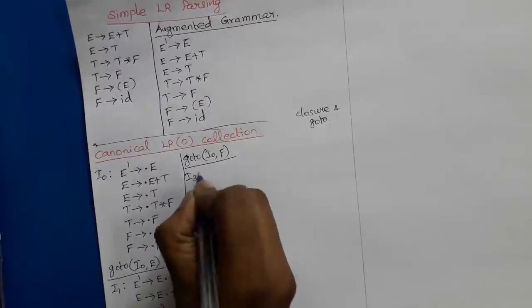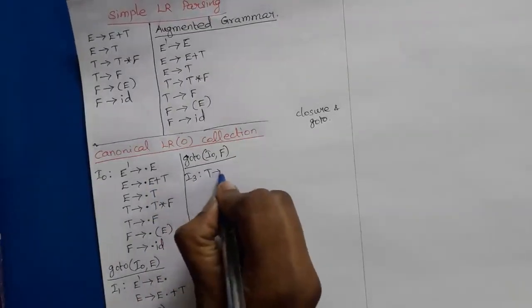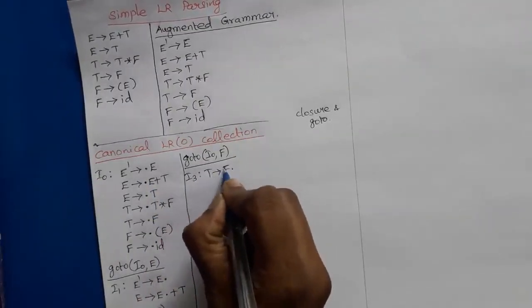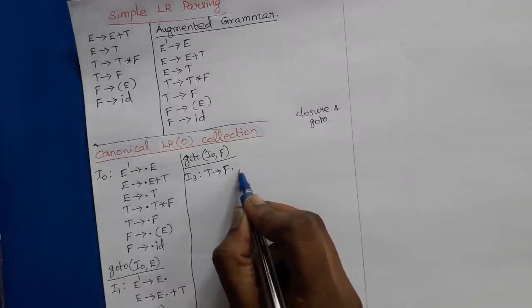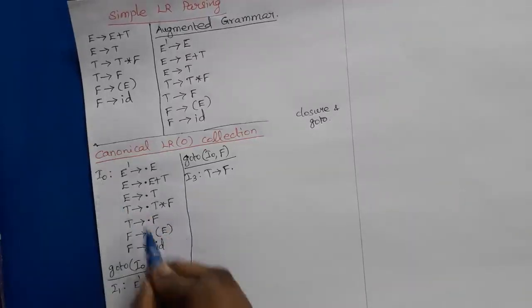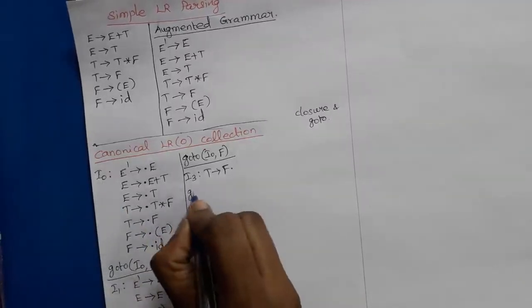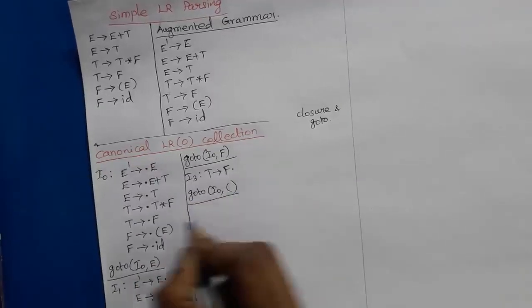So this is I3. So dot followed by F in only one production. So we need to shift that. So T tends to F dot. Then check closure is possible or not. Here dot is not followed by the non-terminal. So leave it. Then we need to shift I0 and open parenthesis. So go to I0 and left parenthesis.